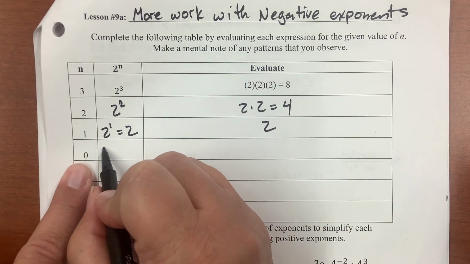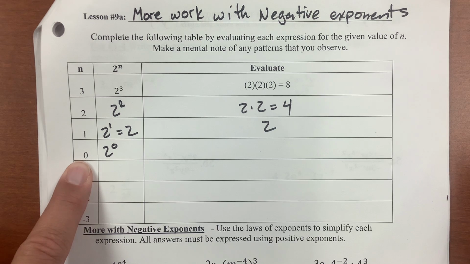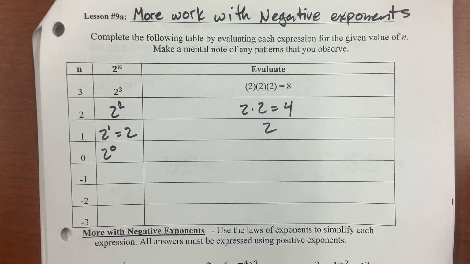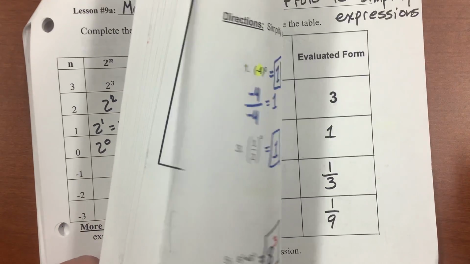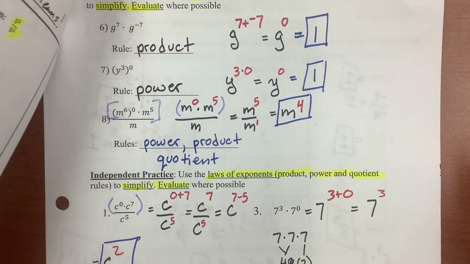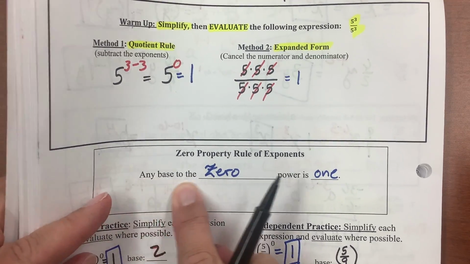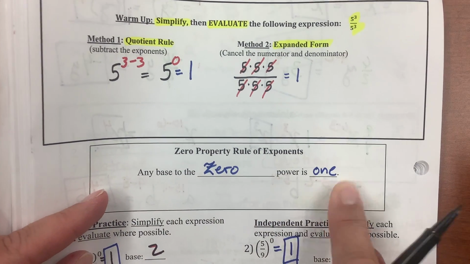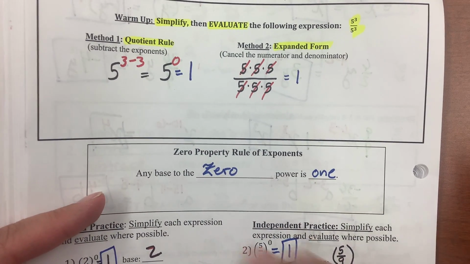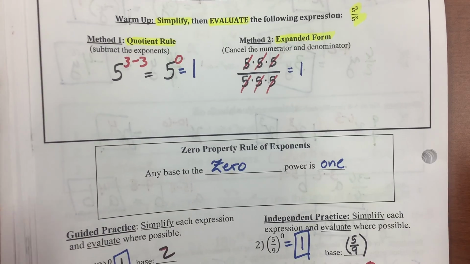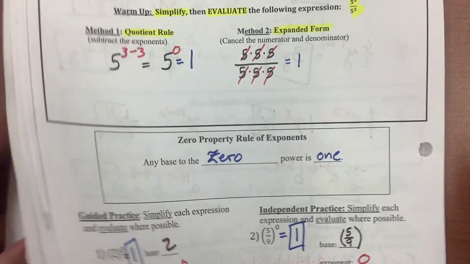2 to the 0 power. When n equals 0, it's 2 to the 0. I don't remember what that means. Okay, so let's turn back a couple of pages. And what does it mean to be a 0 power? Any base to the 0 power is 1. If you don't remember something, there's nothing wrong with flipping back to a previous lesson and looking it up. So 2 to the 0 power is 1.